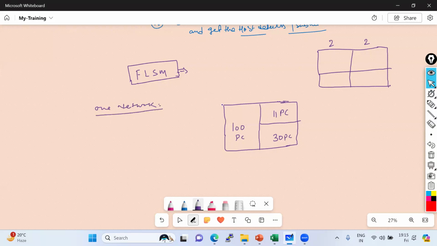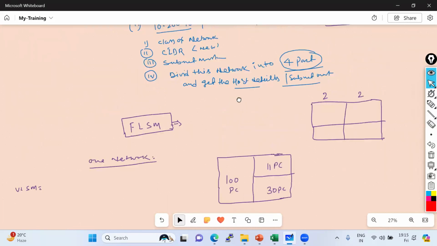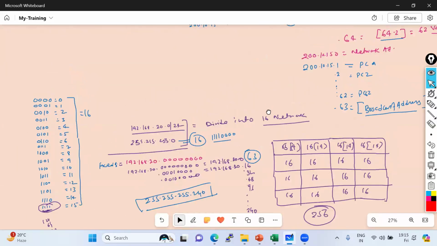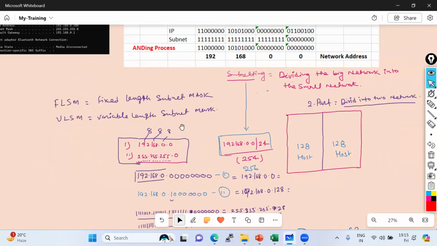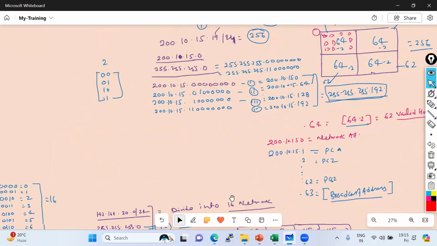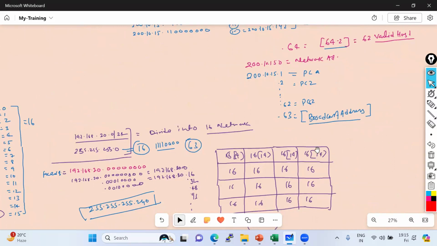But using this network, you have to divide not equally. You have to divide that network unequally into multiple networks to split them. You understand what I'm trying to say? The big house is not divided into equal portions. That is VLSM, variable length subnet mask. So this we just have to understand.